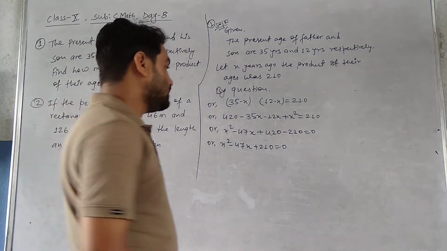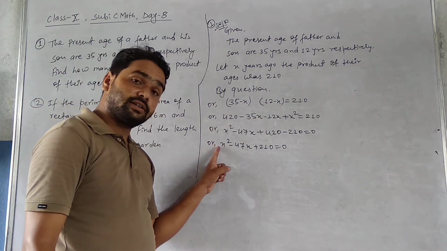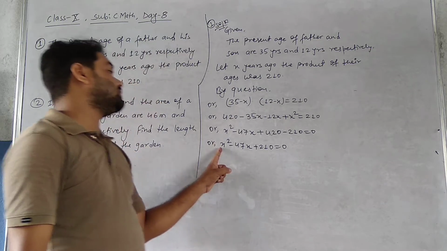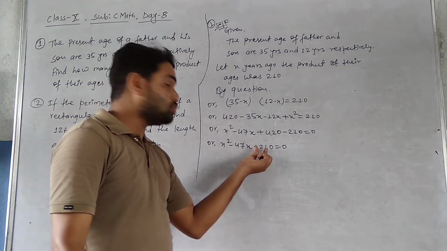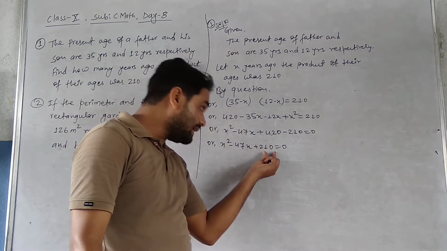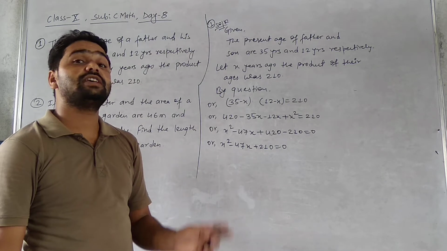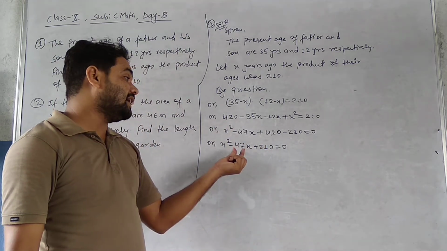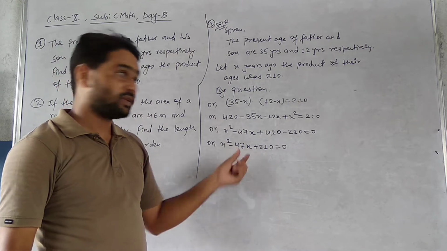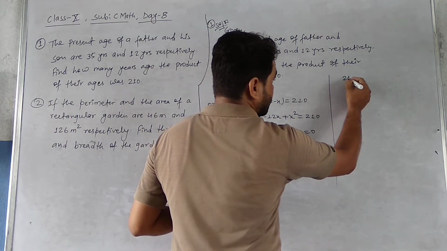Now this is 210, the constant, and the coefficient of x square is 1. So factorize this 210, and here it is plus. That means we have to factorize and make two numbers such that when adding those two numbers we get 47. So let's check here for the factorization.